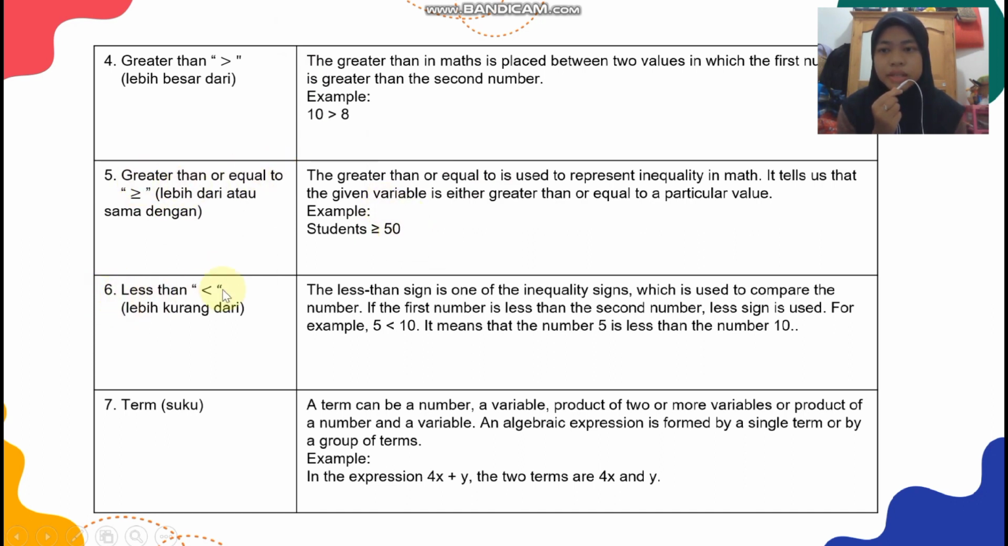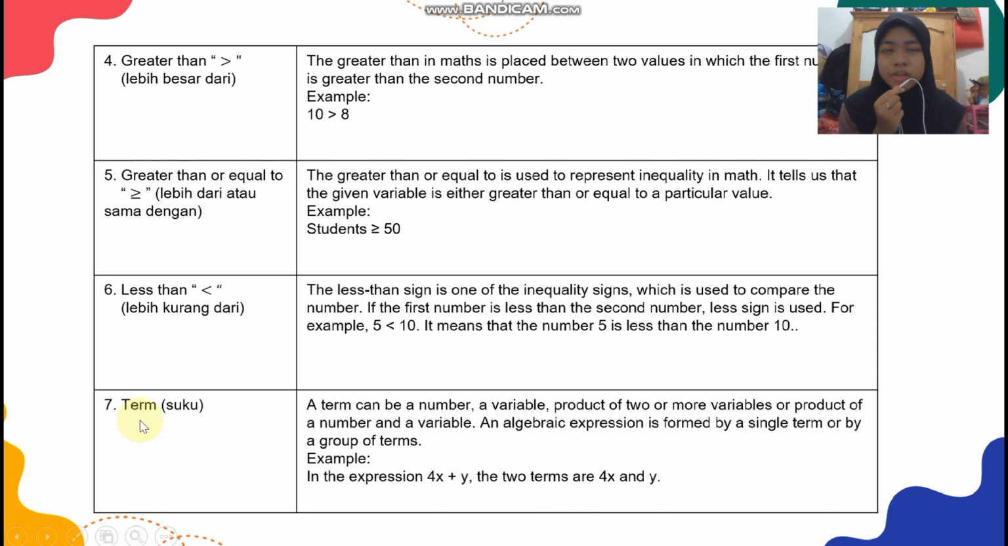The next is less than, which means lebih kurang dari. The less than sign is one of the inequality signs which is used to compare numbers. If the first number is less than the second number, the less than sign is used. For example, 5 less than 10. It means that the number 5 is less than the number 10.